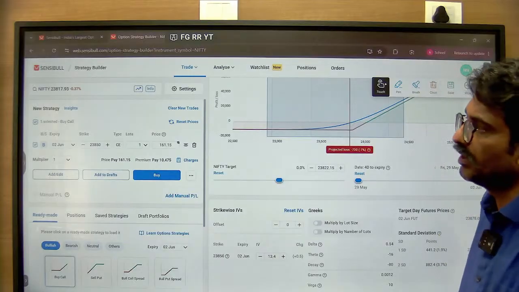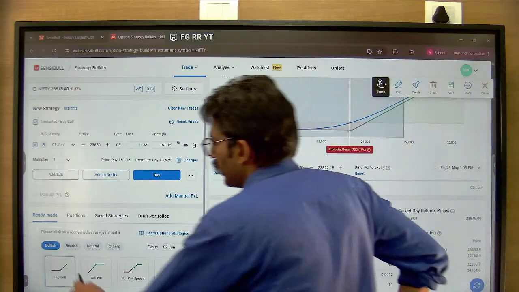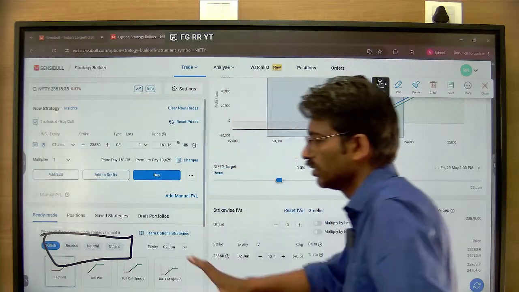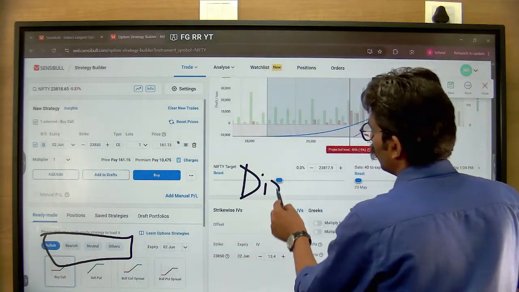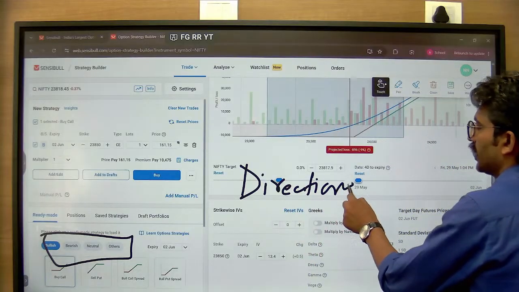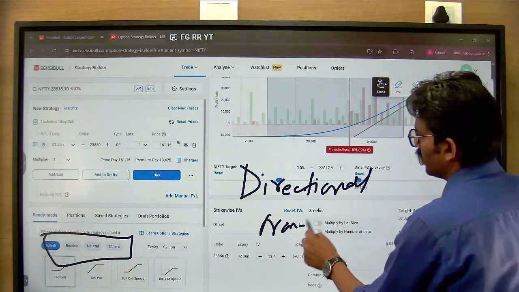What is a simple example? And I will talk about this in detail. All the strategies are split into 4 categories. Okay? But I will split it into 2 categories. One is directional, one is non-directional. What is the meaning of this one?